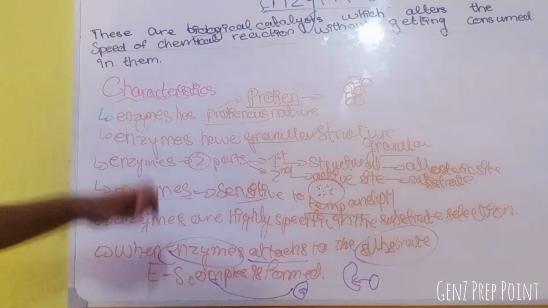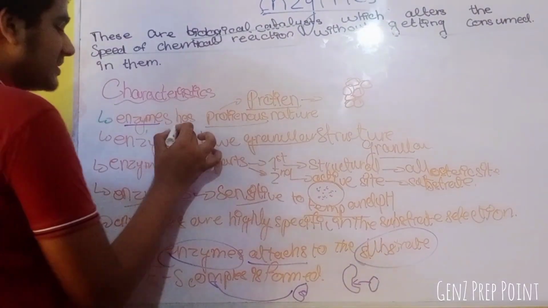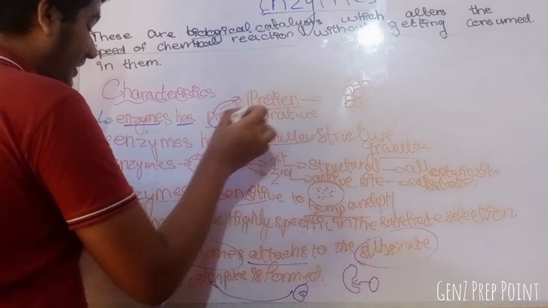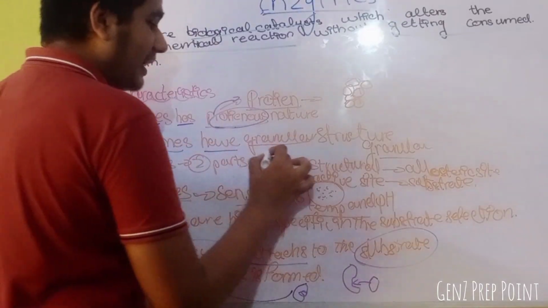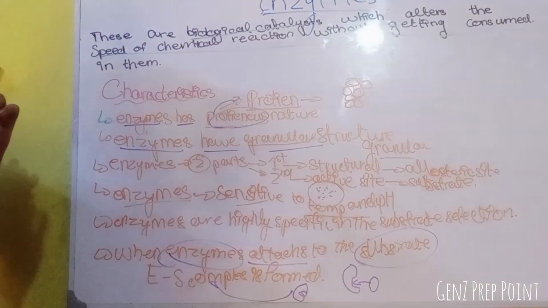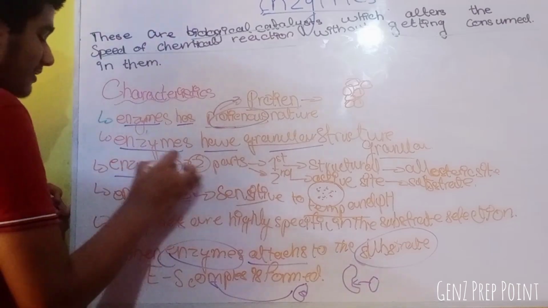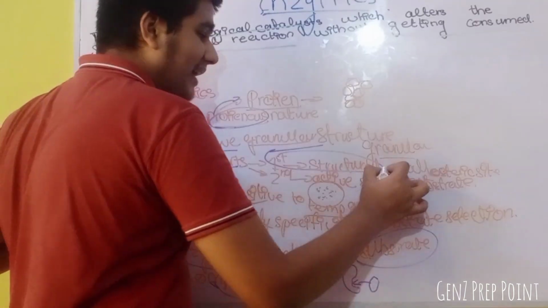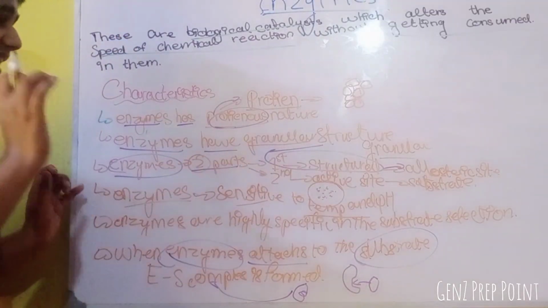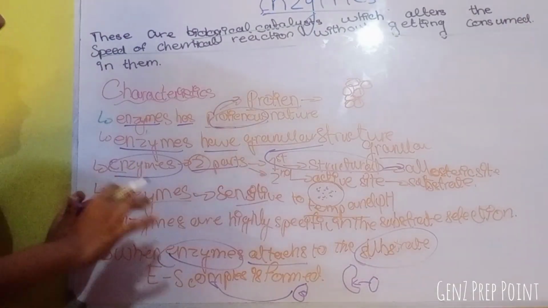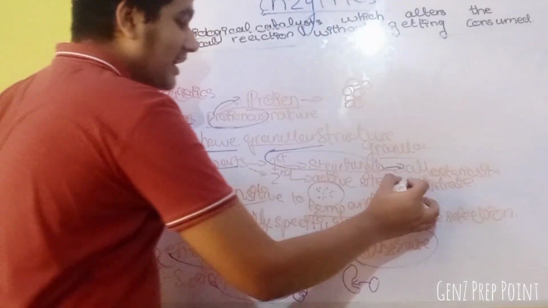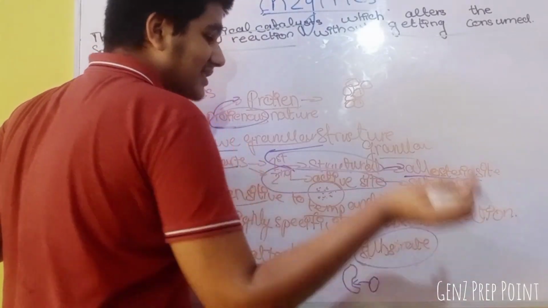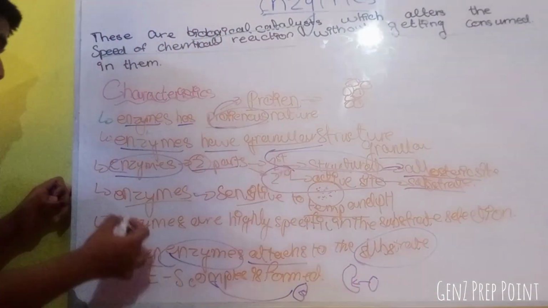Let's go through all the points once again. Enzymes have a proteinous nature. Why? Because they are made of protein. Enzymes have a granular structure because they look like grains under a microscope. The enzymes are made of two parts. The first part is the structural part, which is just for structure. Any substrate comes on it, no process. That's called the allosteric site. The second is called the active site, where a substrate comes and the process happens.